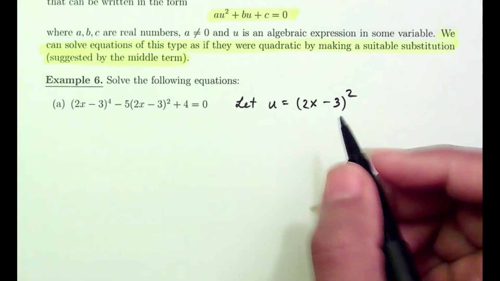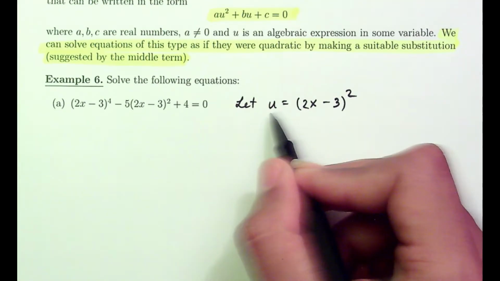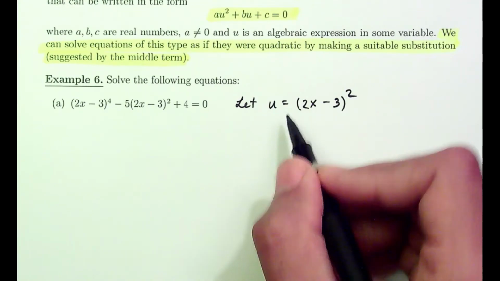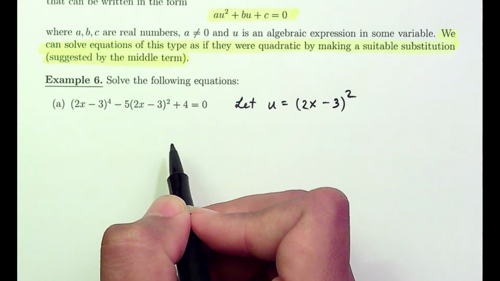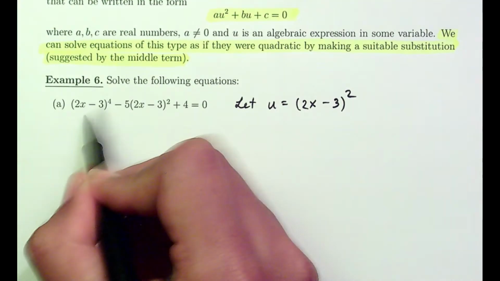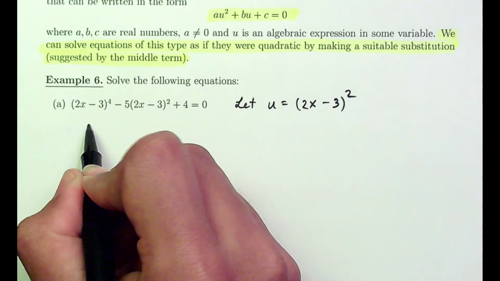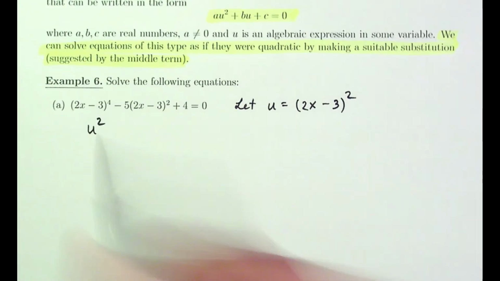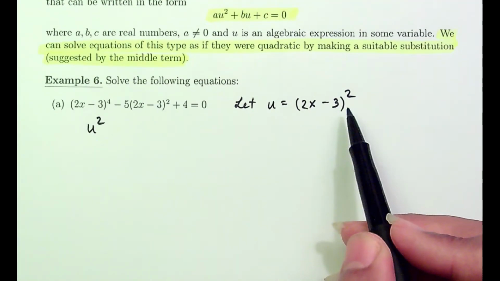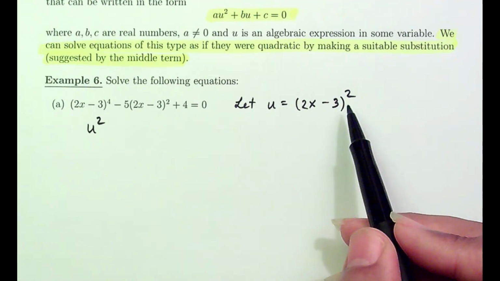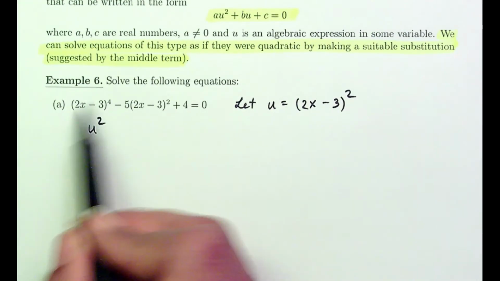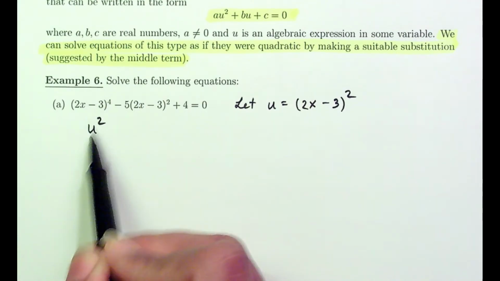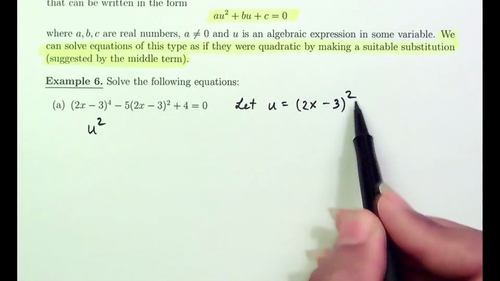And the idea is that with this variable u, I can rewrite this equation, and it's going to be a bona fide quadratic equation. This term right here, to the fourth, is the same as u squared, because if you square something that is already squared, you're going to get exponent 4. So that means this thing right here is actually u squared.